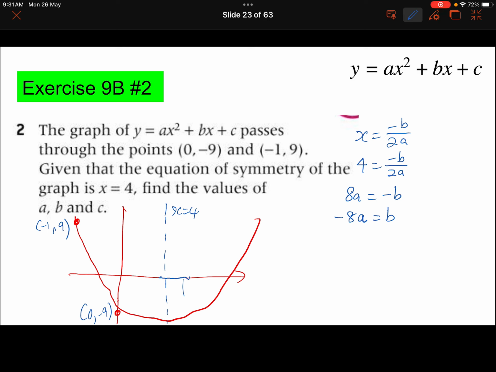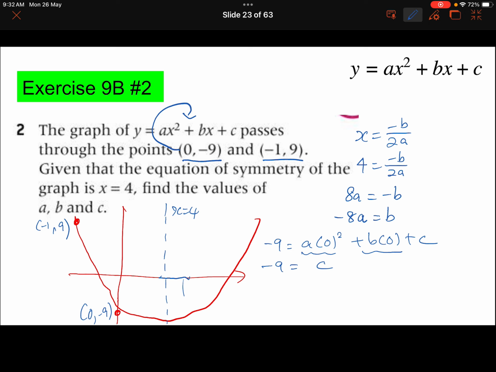Now, we do have 2 points, which is 0, -9, and -1, 9. What I will do is, theoretically, since the points are on the graph, then it will make sense to substitute these 2 points into this equation. So what I'm going to do is I'm going to sub 0 and -9 into the equation. So I'm going to get something like this. Since y would be -9, this will be a multiplied by 0 squared plus b times 0 plus c. Now you realize that this turns out to be 0. So I'm just going to end up with just c, which is -9. So I just got the value of c, which is great.